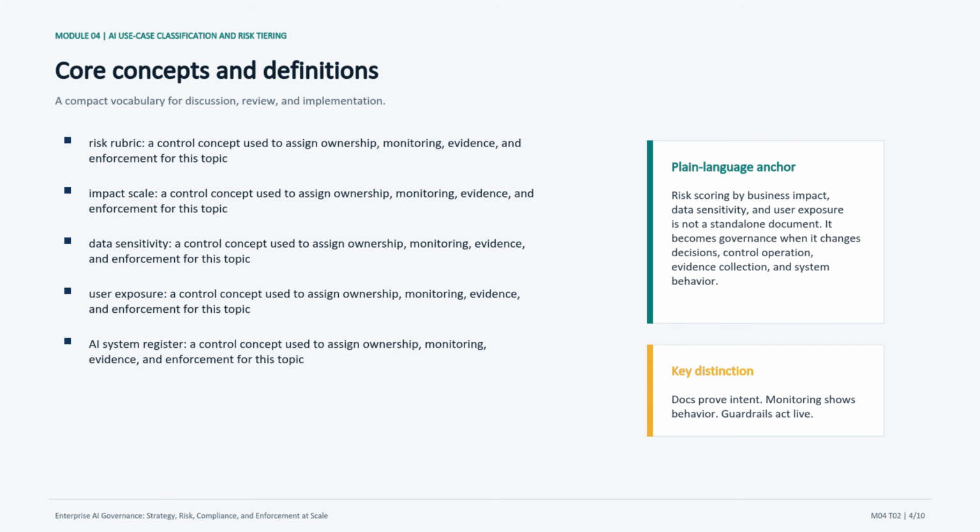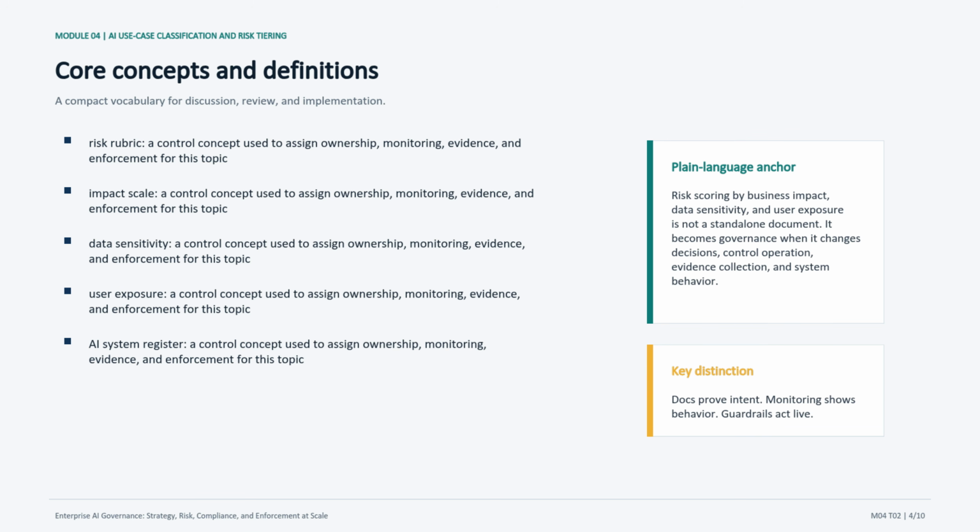The core concepts for this topic include risk, rubric, impact scale, data sensitivity, and user exposure. These are not academic terms, they are the vocabulary teams use to make decisions together. The plain language anchor is the most important message on this slide. Risk scoring by business impact, data sensitivity, and user exposure becomes governance only when it changes decisions, control operation, evidence collection, or system behavior.